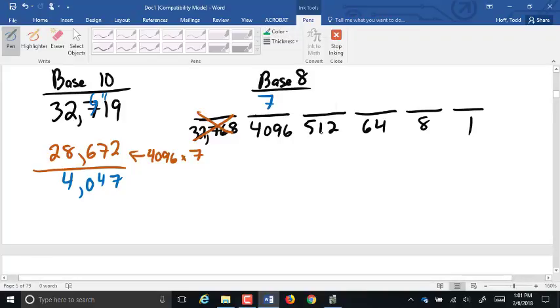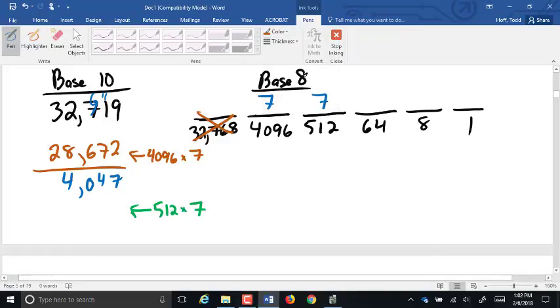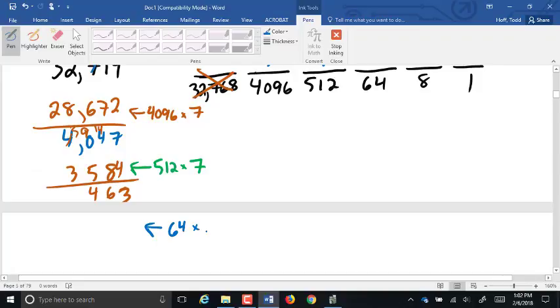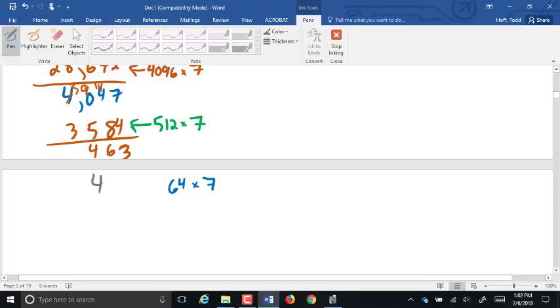Next, we move on to the 512. 512 goes into 4,000 how many times? Let's try 7. So 7 times 512 is 3,584. We subtract that. 463 left over. Now we look at that 463. 64 goes into that how many times? 7. So I'll put 7 here in the 64 digit. 7 times 64 is 448. We subtract that, it is 15.